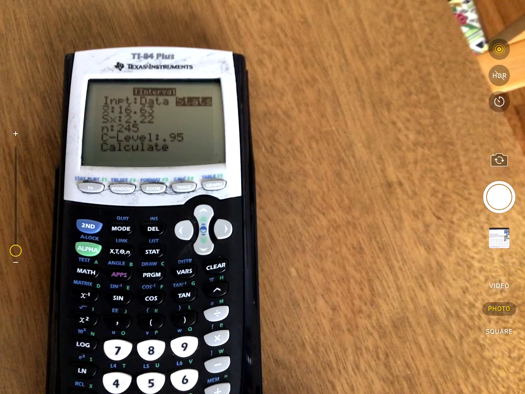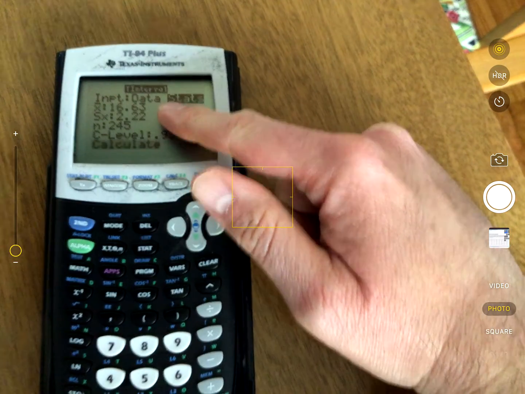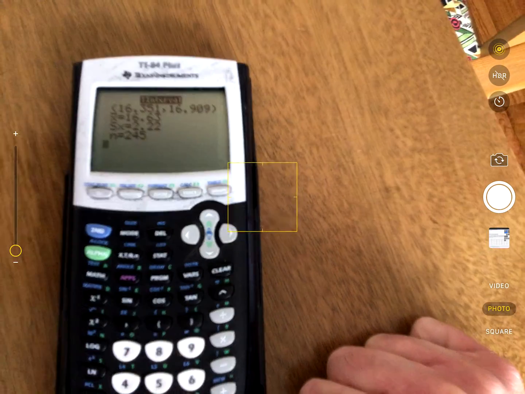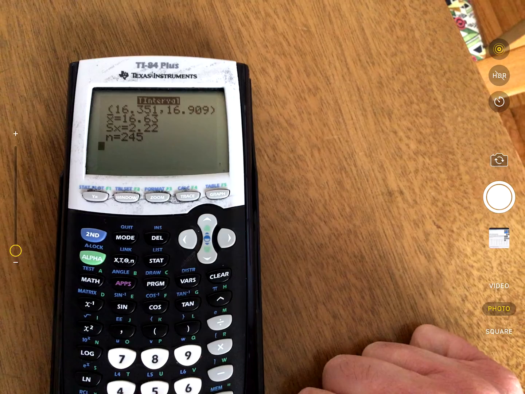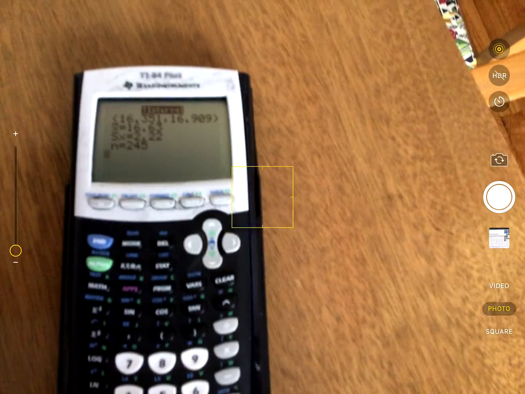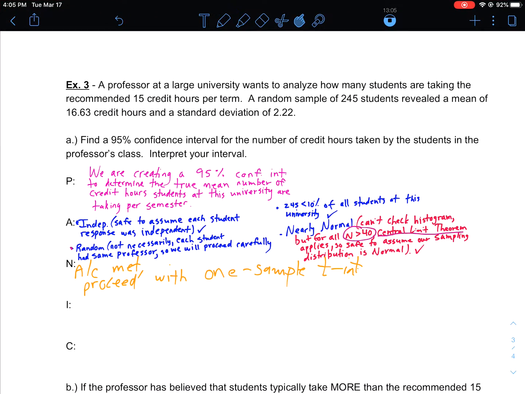So you don't have to enter all 245 pieces of data. Someone very politely summarized it for you. And if you go to calculate, there's your confidence interval. So between 16.351 and 16.909. All right. I don't know if I'm going to be able to remember that one off the top of my head. Let's see. 16.351 and 16.909.